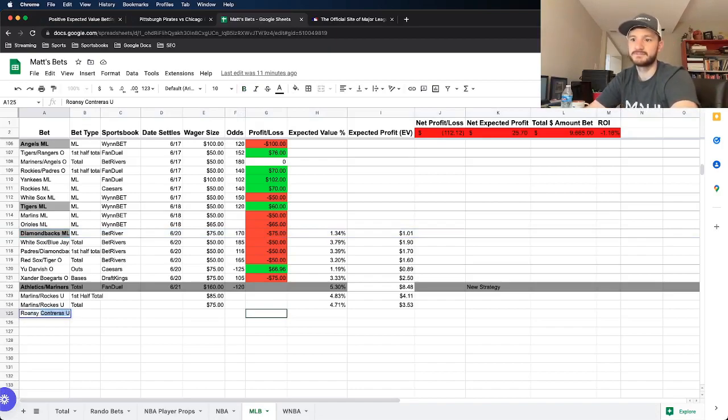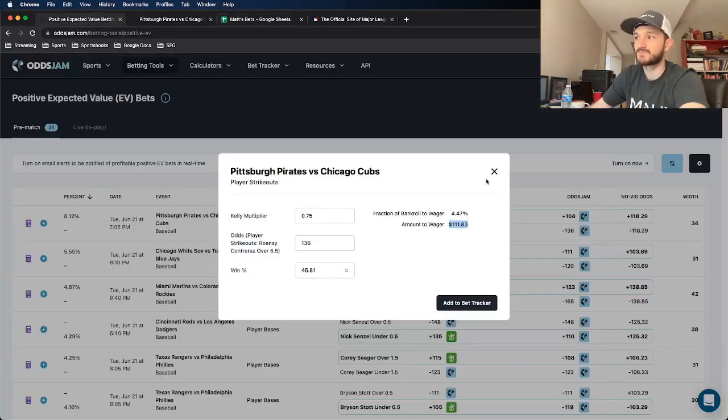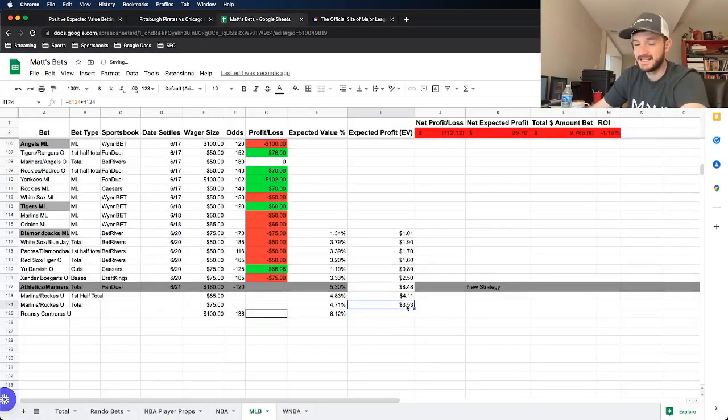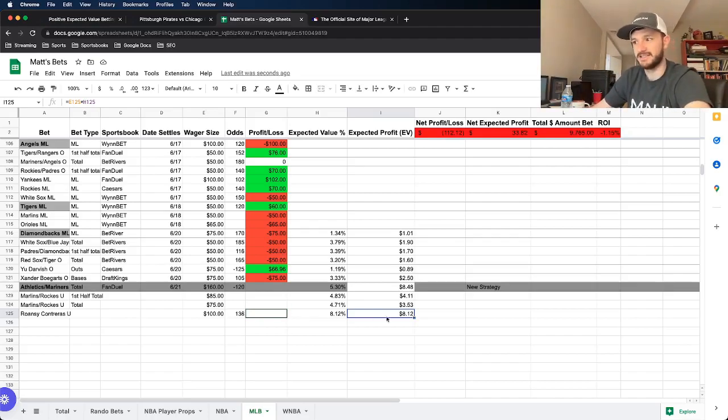So it's Roansy Contreras. It looks like I've taken him before. In this case, I'm taking the over. I'm putting $100 on it. I'm putting it at plus 136 odds. And the expected value percent again here is 8.12. So to calculate my net expected profit here, all I need to do is just multiply the expected value percent by the amount I'm putting on it to get the actual dollar figure I should figure to make on this bet over time. Now, of course, for a $100 bet, it's pretty easy. I should figure to make $8.12 on this bet.